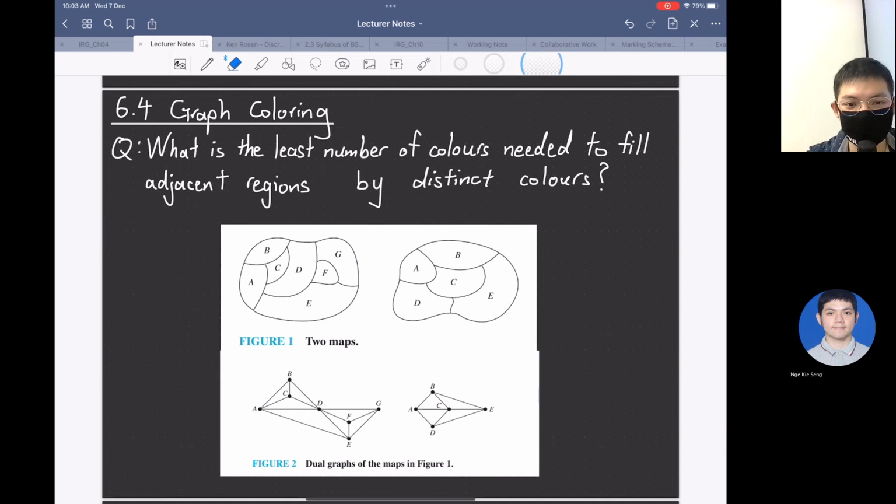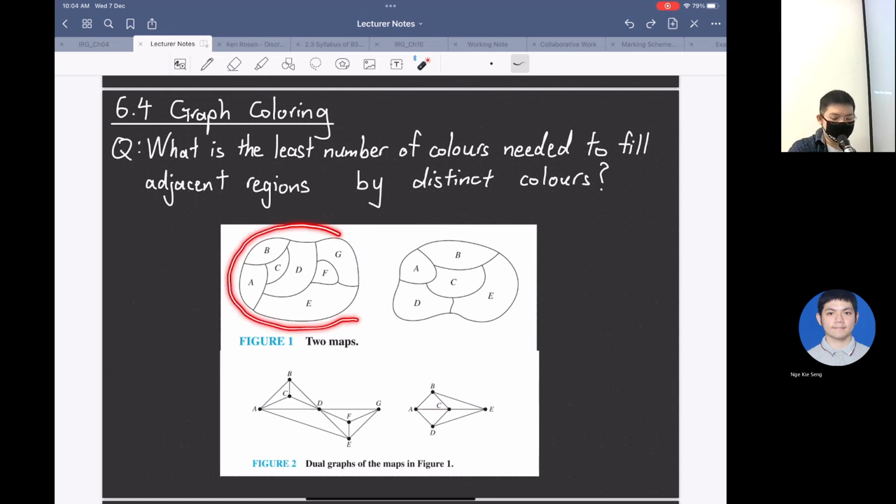Okay, before we leave the graph, the last part is about graph coloring. So what's graph coloring? There's one key question that we want to identify. You must understand this key question, then we can proceed with this section. So what's the key question? I give you a map. What's the least number of colors that you need to color the adjacent regions with different colors?